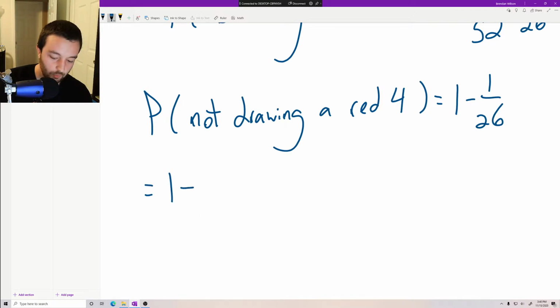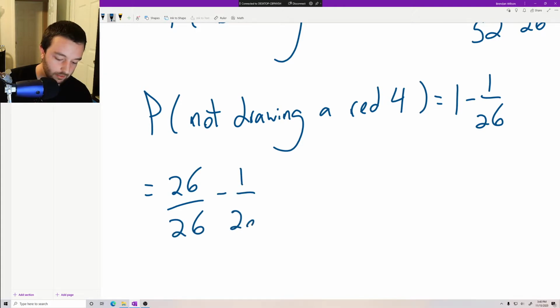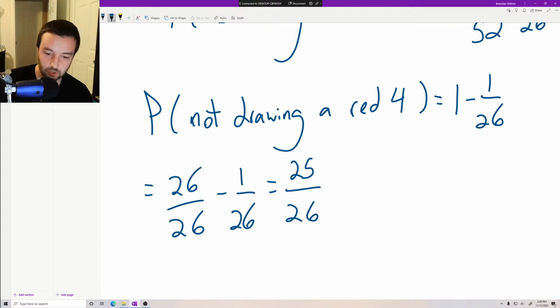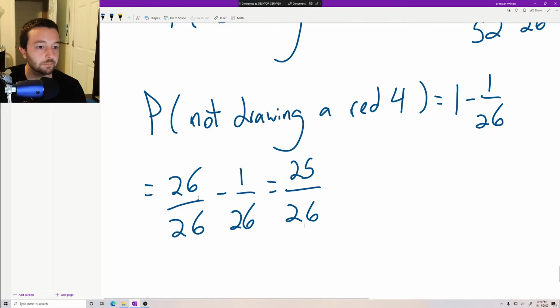Okay. So we get 1 minus 1/26. We find a common denominator: 1 is the same thing as 26/26. So we get 25/26. If you're more comfortable with decimals, you can do this with decimals too. That's easier to do in a calculator. You just might have to round a little bit.